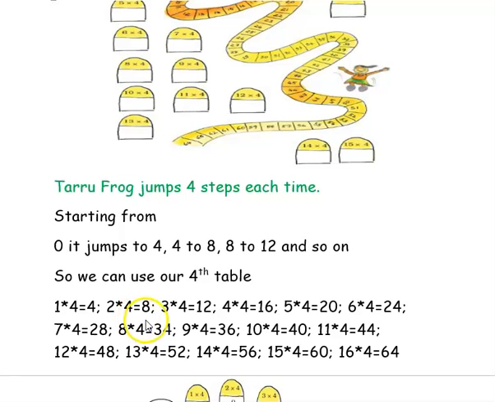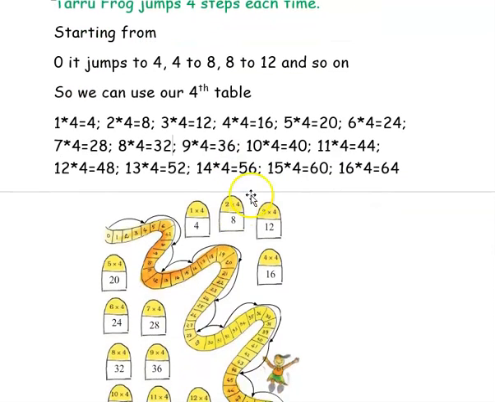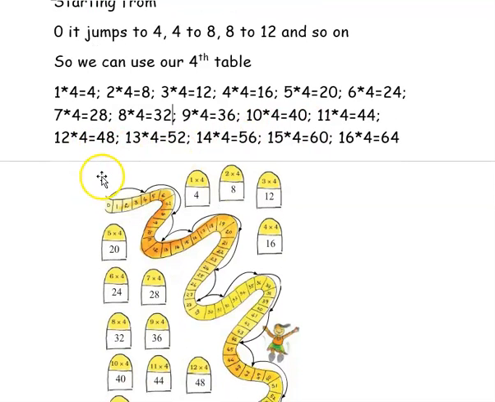Then in the 8th jump, it goes to 32. Then the 9th jump, it goes to 36. The 10th jump, it goes to 40. Then the 11th jump, it skips 3 boxes and lands on the 4th box. That is 44. Then the 12th jump, it goes to 48.